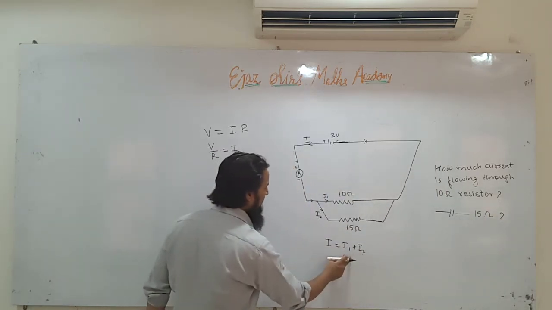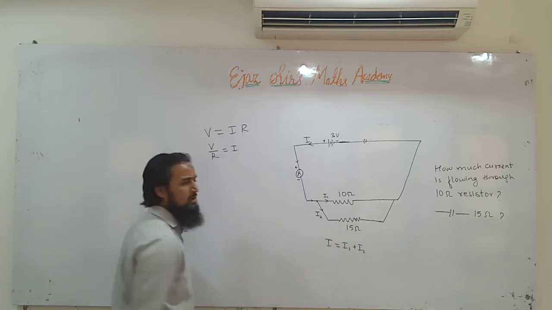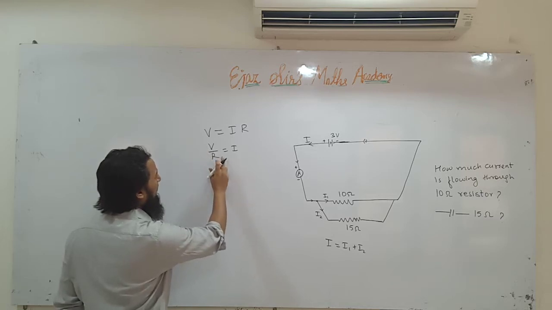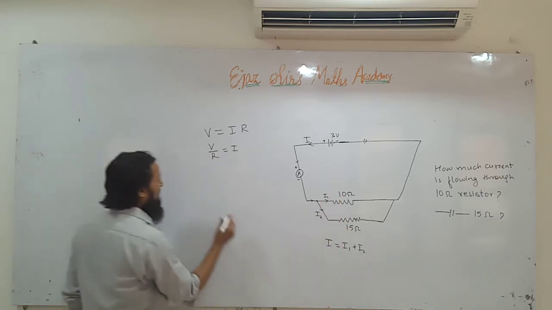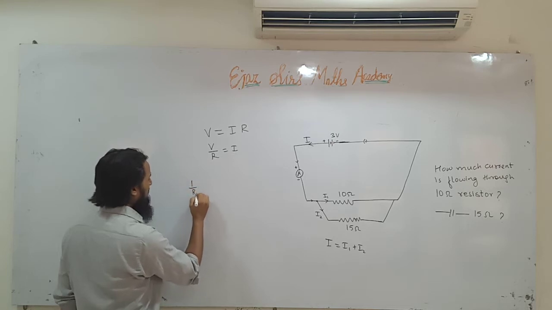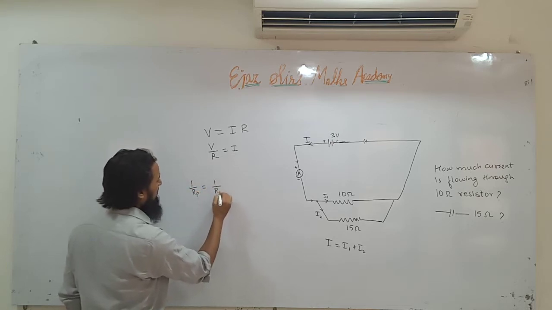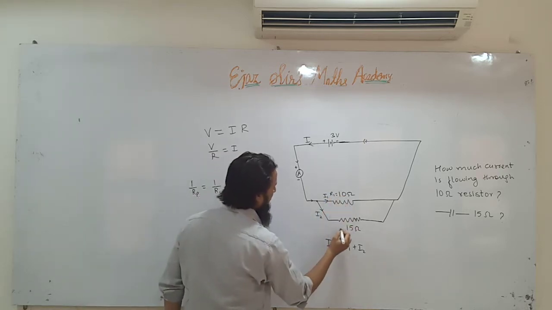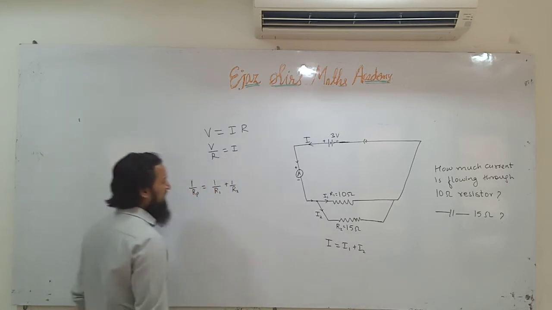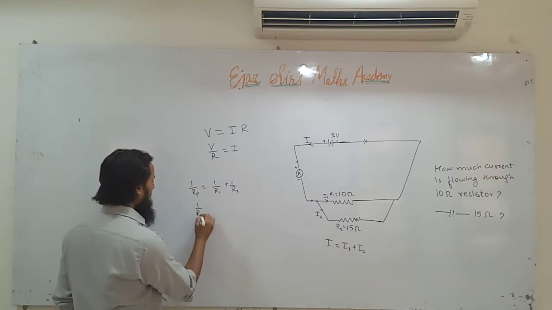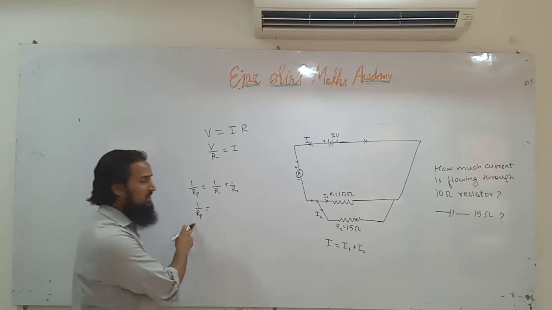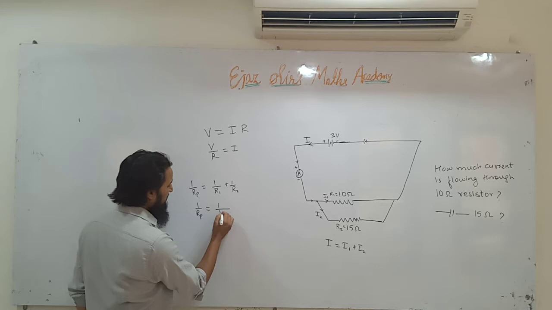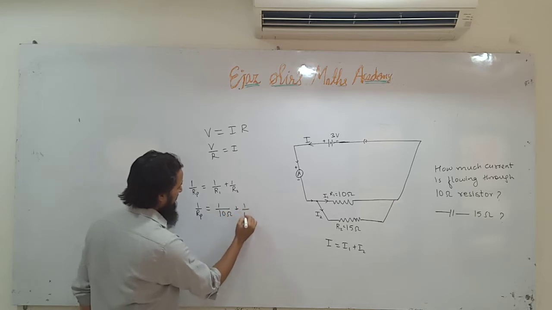So we have to find I1 and I2, and if we find I1 and I2, it means we have found I. So it is V by R, and how much is R? Total resistance. Let us find out. 1 upon R parallel is 1 upon R1 plus 1 upon R2. Let us give the name R1 to this one and R2 to this one. We can give any name. So 1 upon R parallel, the total resistance of the parallel combination, is 1 upon 10 ohm plus 1 upon 15 ohm.